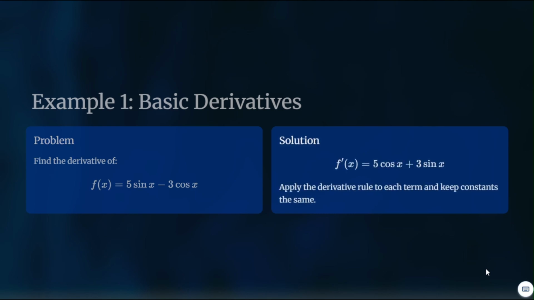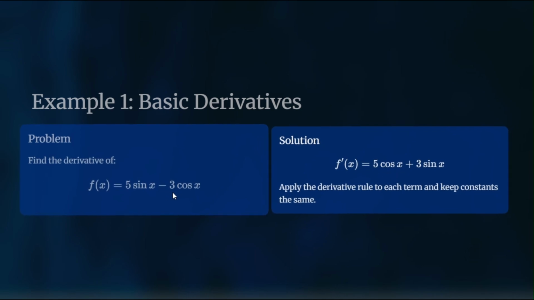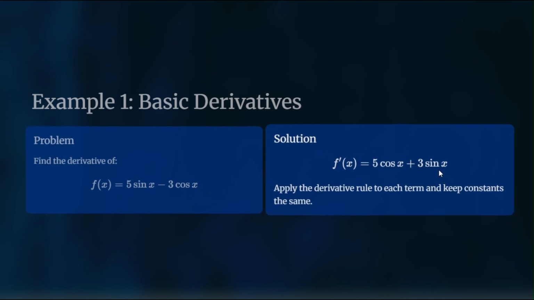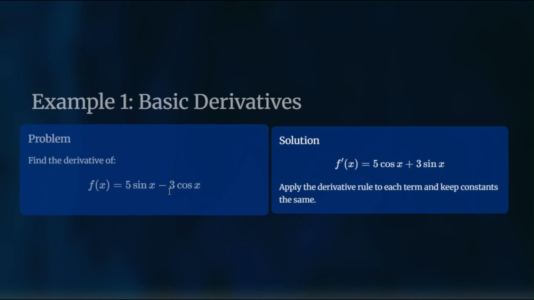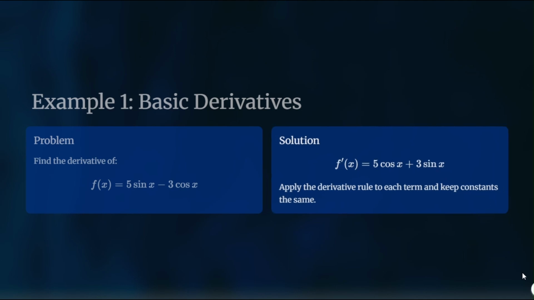So the derivative f prime of x will be equal to 5 times the derivative of sine of x, which is cosine of x, minus 3 times the derivative of cosine x, which is negative sine of x, and that's why the negative 3 here became positive 3 sine of x. So our final answer, f prime of x, is equal to 5 cosine x plus 3 sine x.